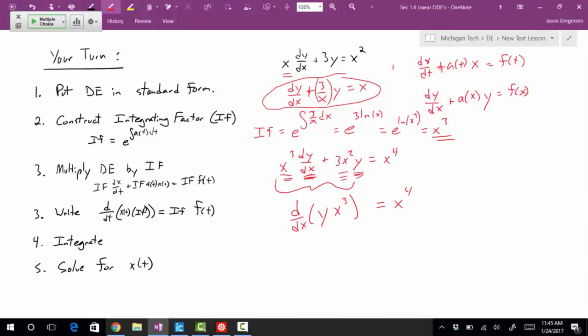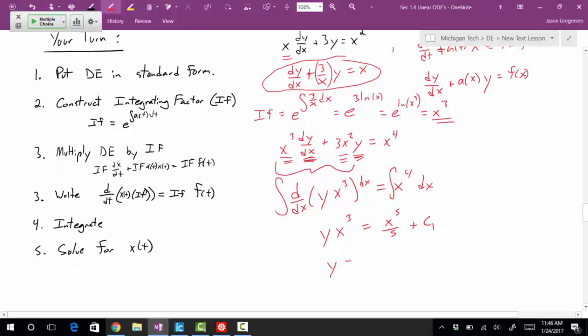Many students write this expression, derivative of y(x cubed) equals x to the 4th, and then they don't know what to do from here. What's our next step here? Integrate. We integrate this thing. We actually don't do that derivative. I only do that as a check. I integrate this thing with respect to x. Integral kills the derivative. I got y(x cubed) equals x to the 5th over 5 plus my constant. Now I just solve for y. I divide by x cubed. I get x squared over 5 plus some constant over x cubed. Lots of ways you could write that. This is one of them.